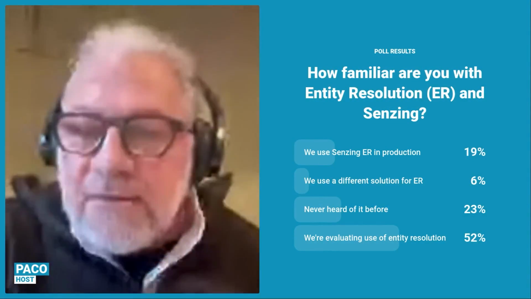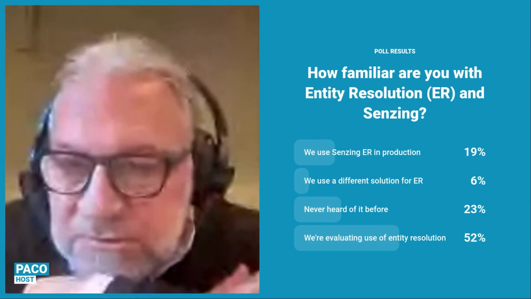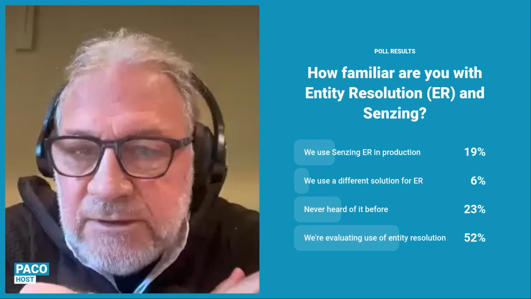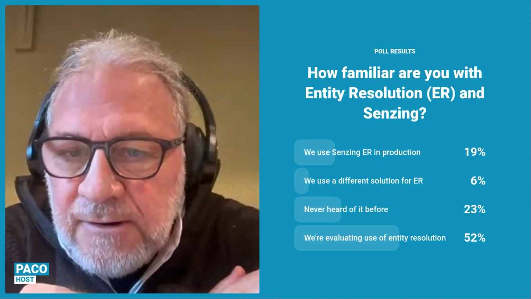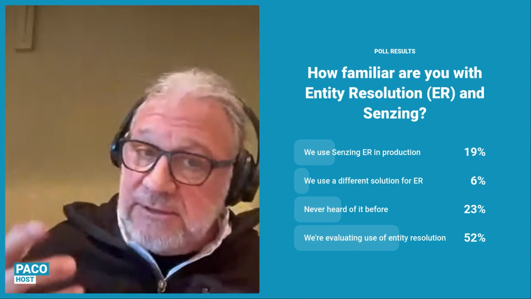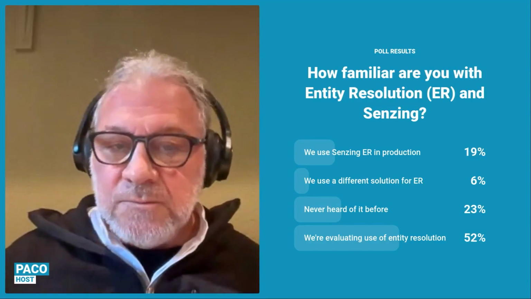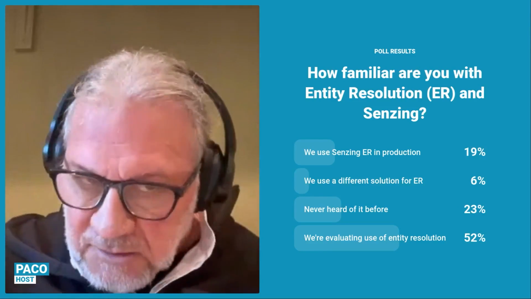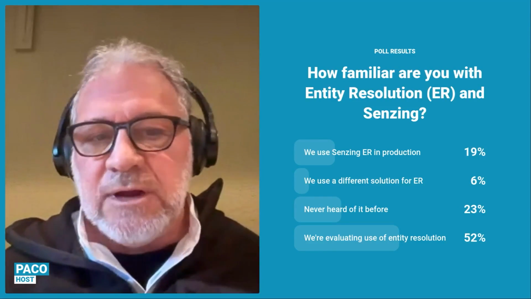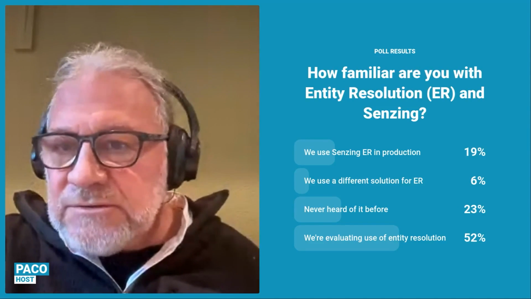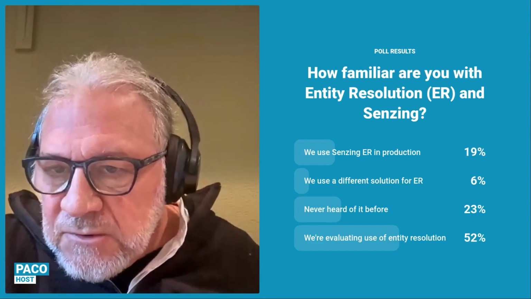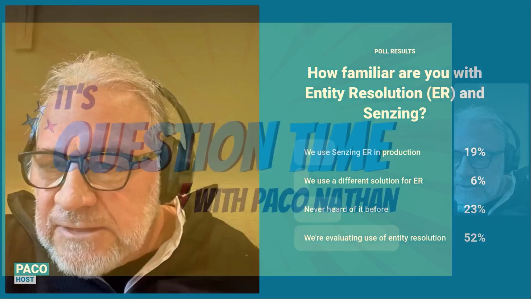Oh, great. Okay, yeah. How familiar are you? Interesting. 20% are using entity resolution from Senzing in production, 6% a different kind of ER. A lot of people haven't really encountered the ER side of this before, but we'll be covering a lot more about entity resolution and how this fits in with knowledge graph practices. That's the general theme here. Okay, please post your questions to Q&A, and then I'm going to scroll up and start to answer some of these.